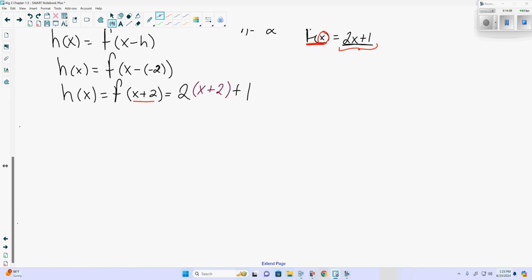And that's the key thing with this, is that it's changing that input. So we're replacing the x with x plus 2. Normally, and we've done this, we're just replacing it with a number, f of 2. Replace every x with 2. We're used to that. This is a little different because we're having to replace an entire expression, not just a single term.